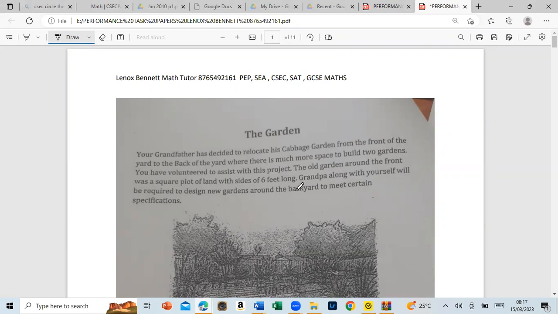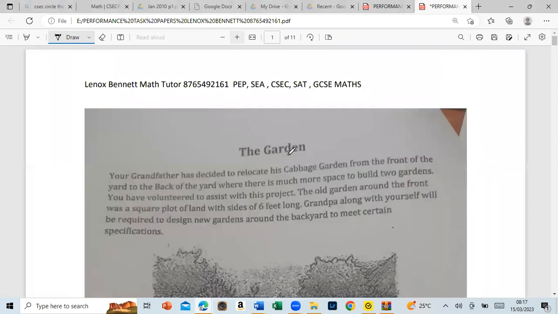Alright, so we're going to look at performance tasks. Let me just zoom in a bit so everybody can read, even if you look on a phone, you can see it. So be dedicated for everybody.